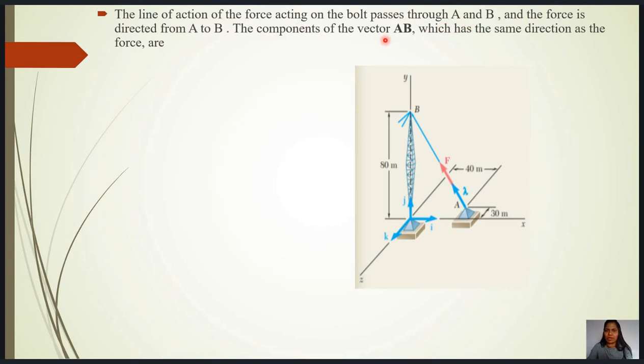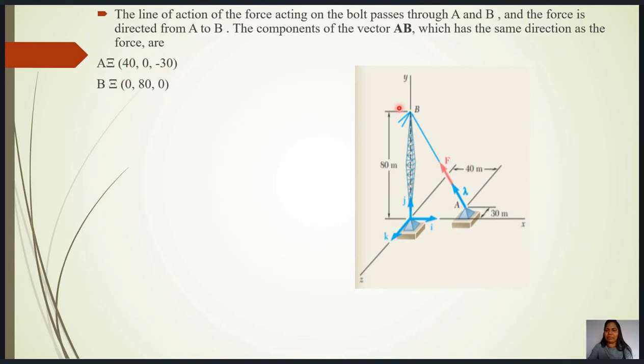So the component of the vector AB has the same direction as force R. So when you direct the force from A to B, before that you have to write down the coordinates of A and of B. If you observe, the point A is on the X and minus Z plane, meaning along the X axis and minus Z. So the coordinate of A will be, on X, 40 meter, and on Z, minus 30 meter. The Y coordinate of that point will be 0 because that point is present only in the XZ plane. So the coordinate of A will be 40, 0, minus 30.